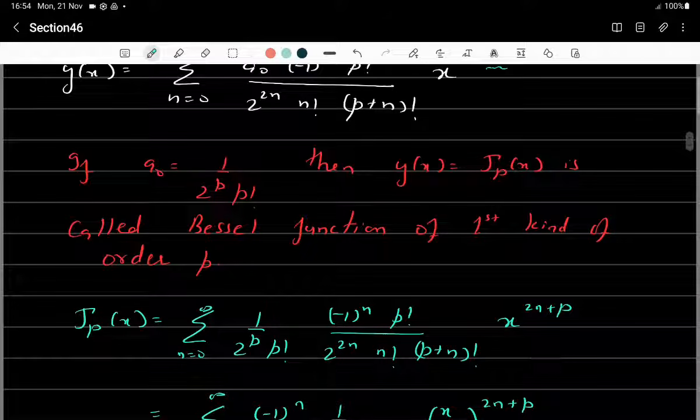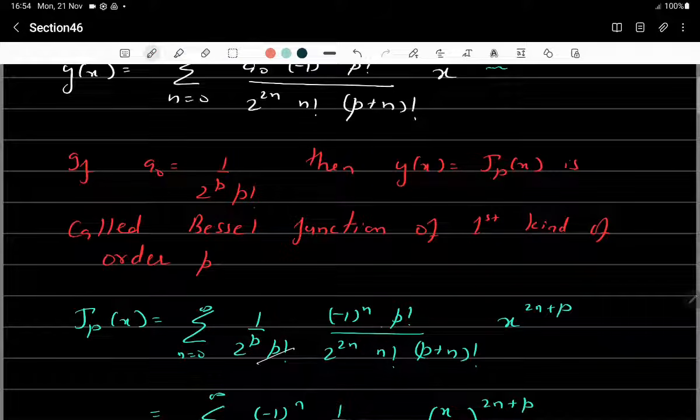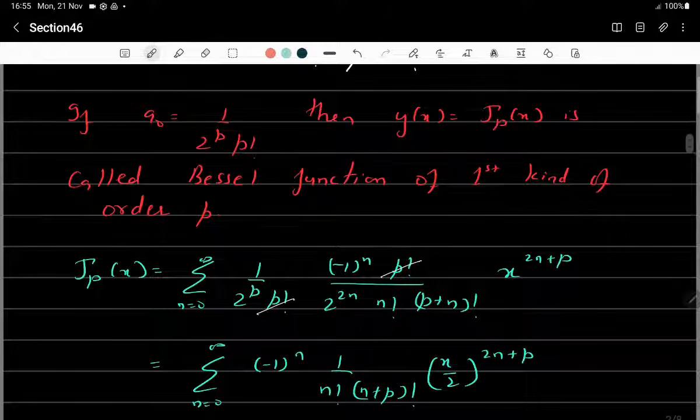So now p factorial would cancel out, and 2 raised to the power p and 2 raised to the power 2n combine, so it becomes 2 raised to the power 2n plus p, or you can write it as x by 2 raised to the power 2n plus p. So this is your Bessel function of first kind. Please do remember it: minus 1 raised to the power n by n factorial, n plus p factorial, x by 2 raised to the power 2n plus p.